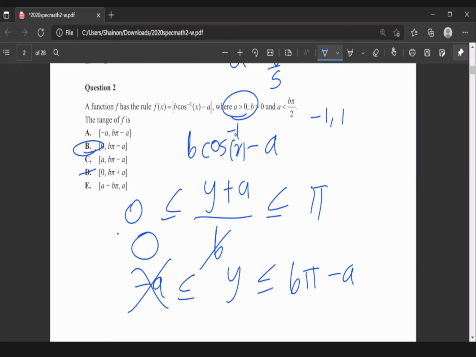For question 2, we know that the range is going to be from 0 to pi, and because we're doing a mod, it can't be negative. So I just let y plus a over b be greater than 0 and smaller than pi. Since it's a mod function, it has to be greater than 0, we cancel out a, and it's going to be b pi minus a. So it's going to be option B.